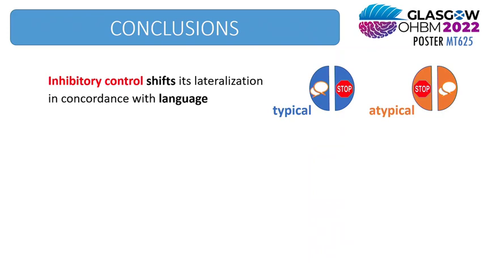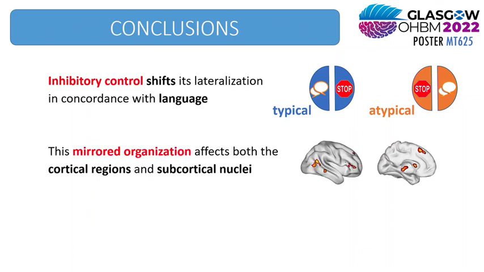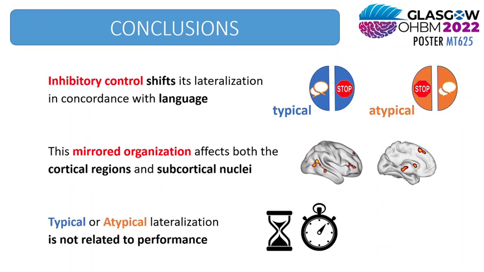So to sum up our conclusions, we have found that inhibitory control shifts its lateralization in concordance with language. So language on the right hemisphere seems to be associated with a shift of inhibitory control to the left hemisphere. We found that this mirrored organization in atypical individuals affected not only cortical regions, but also subcortical nuclei. And we couldn't find a relation to performance of this typical or atypical lateralization.